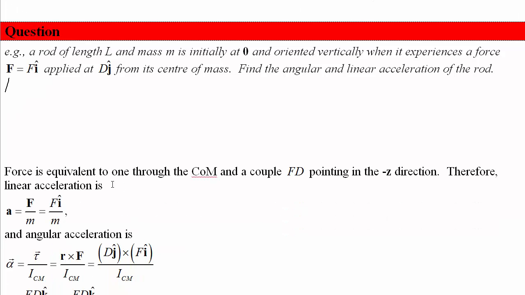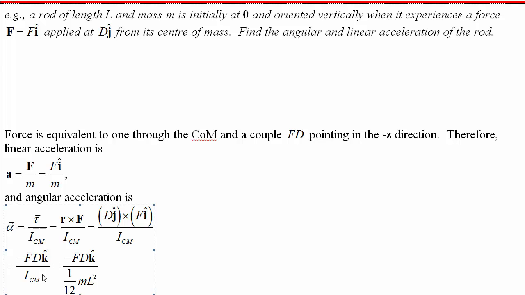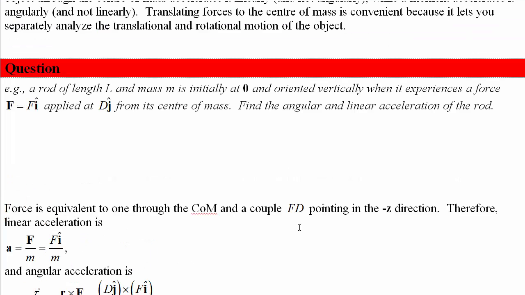The force is equivalent to one through the center of mass and a couple Fd. So the linear acceleration should be force over mass, and the angular acceleration should be the torque over the moment of inertia, r cross F over I center of mass. And you can carry out this cross product, or you can just say, well, the couple is Fd, and it points in the negative z direction.